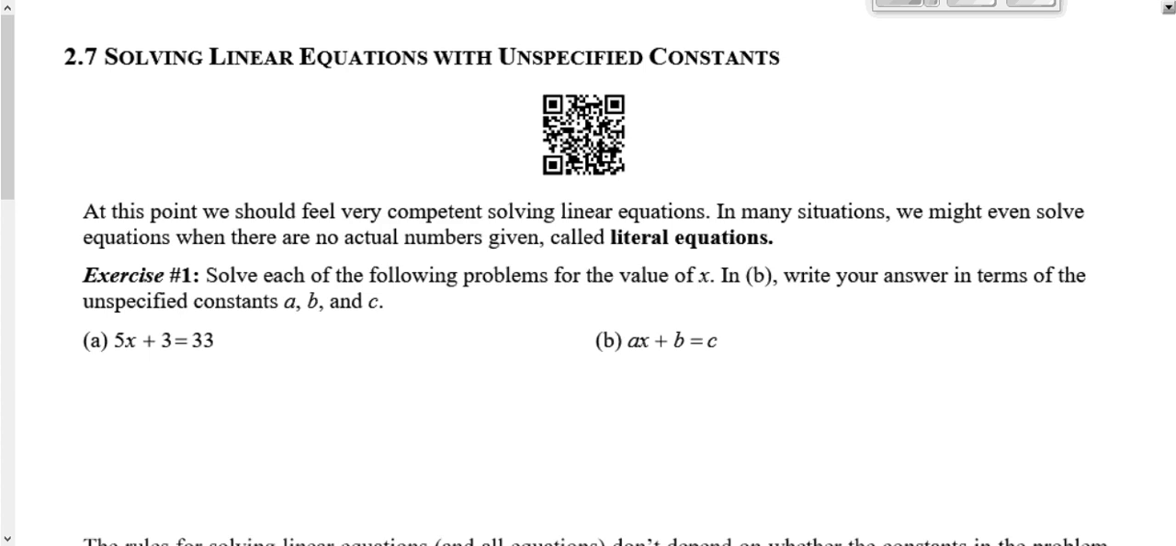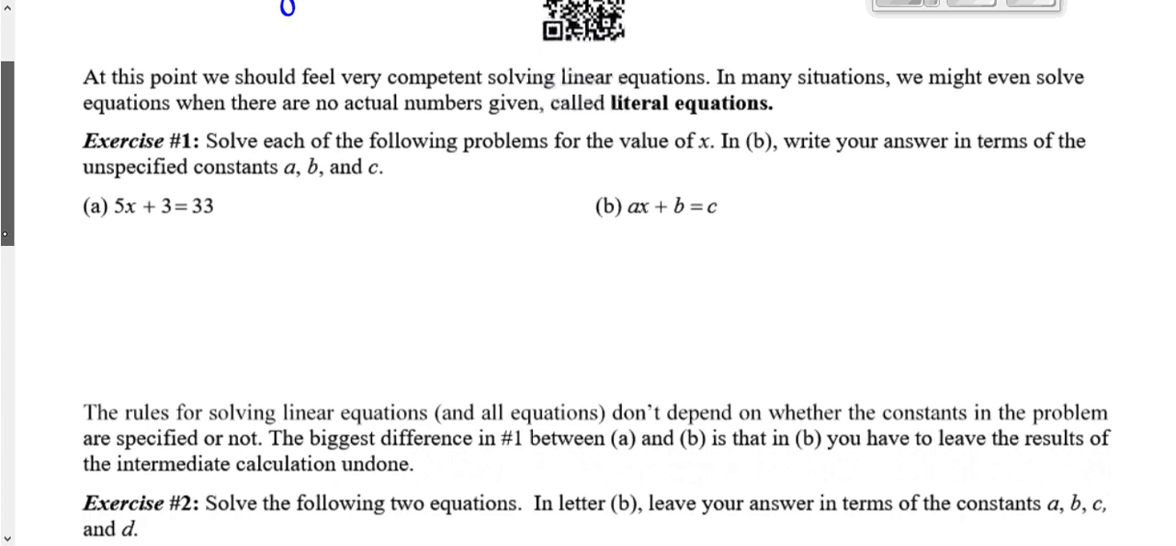Literal equations. And you find a lot of these in science and whatnot, where you have formulas for things, and you just plug in certain numbers. But let's take a look at an example, one we're pretty familiar with.